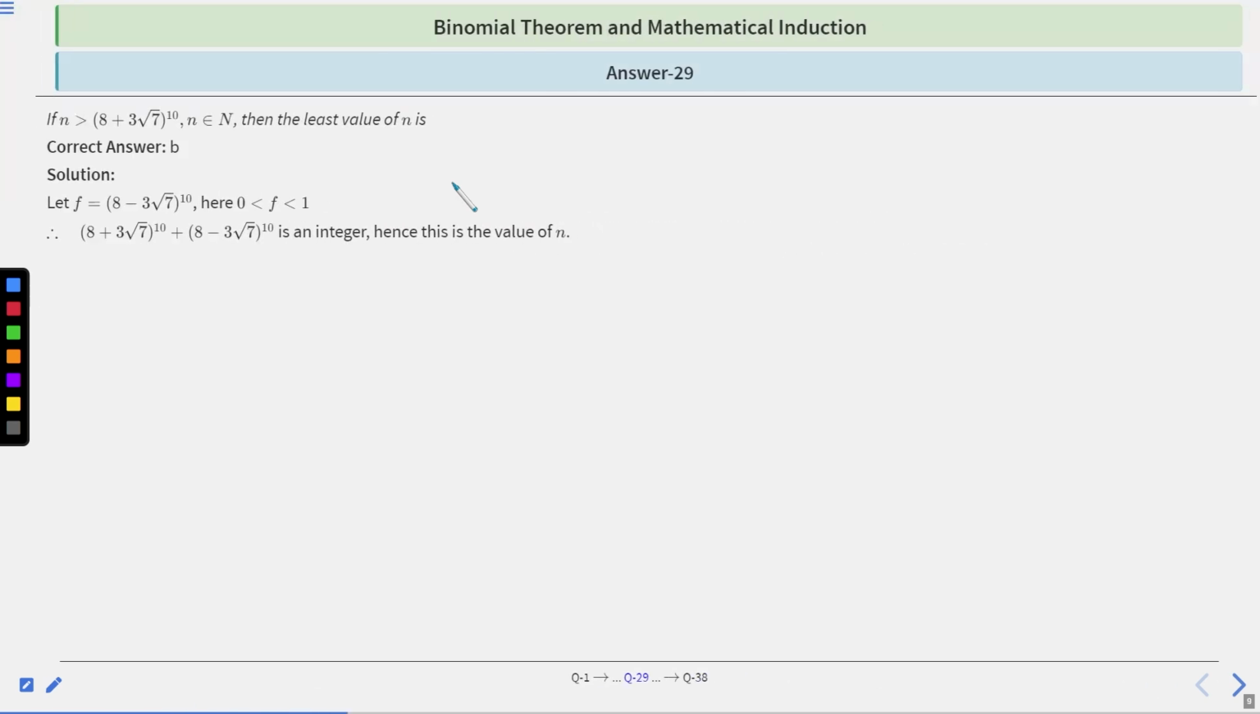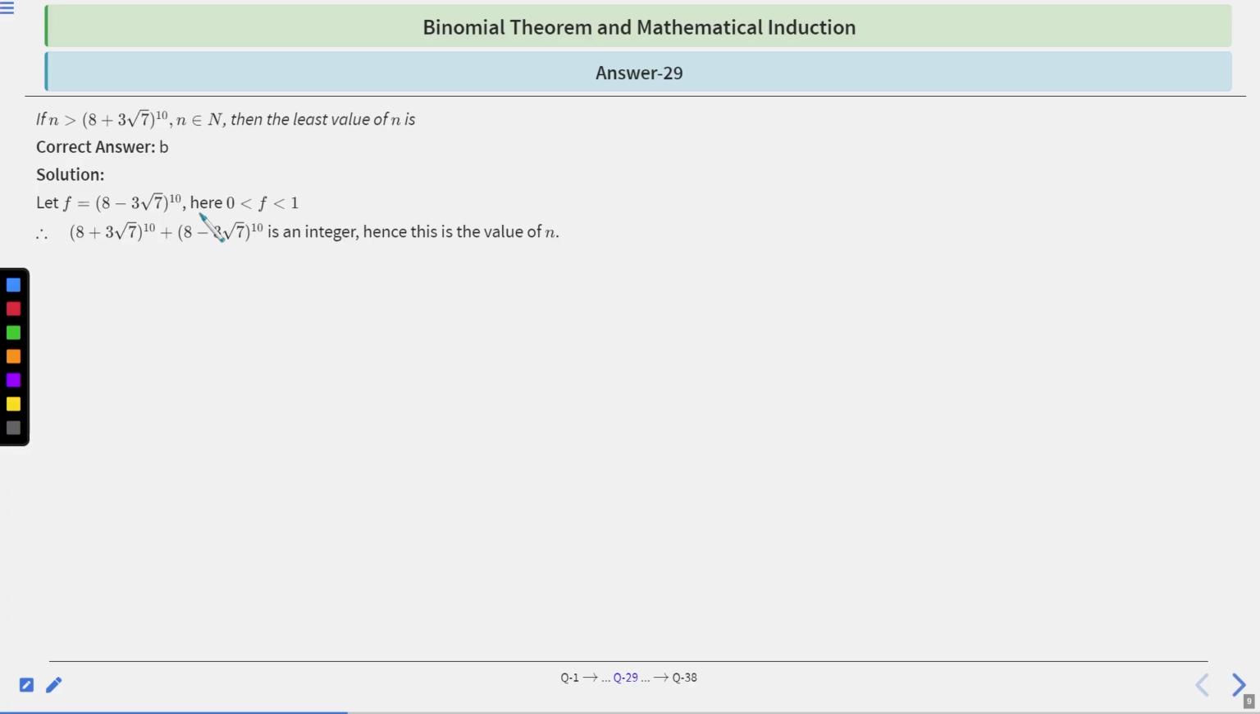Okay, let's move to the solution part. Since we know that f is (8 − 3√7)^10, here f is basically between 0 and 1, right? Clear? So (8 + 3√7)^10 + (8 − 3√7)^10 is an integer, right?